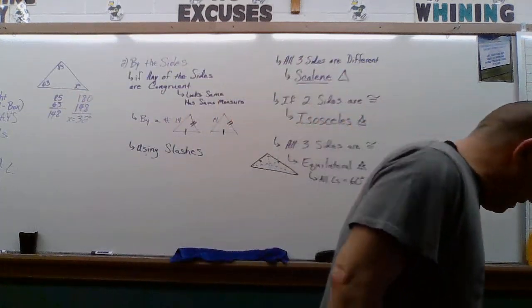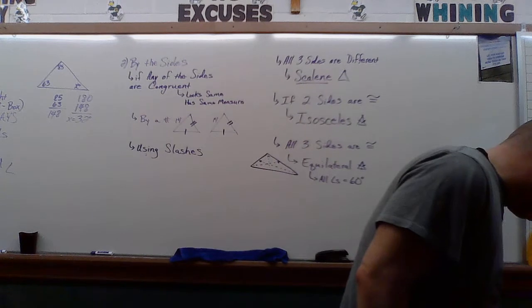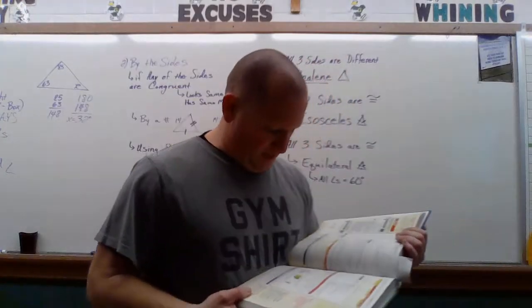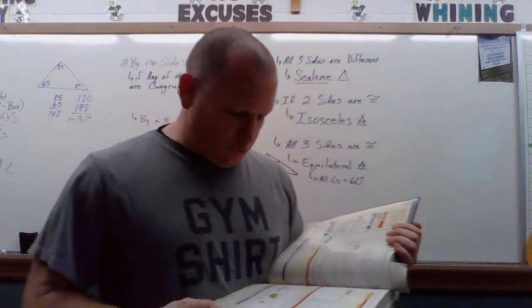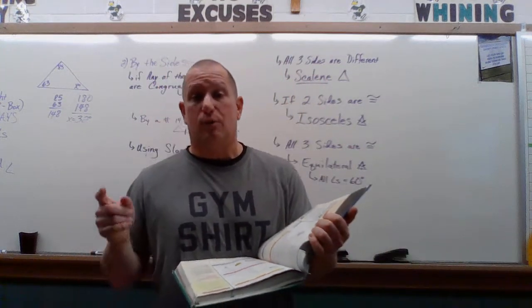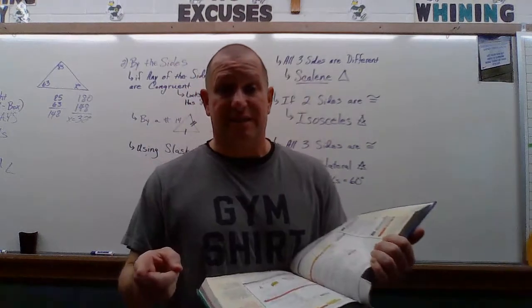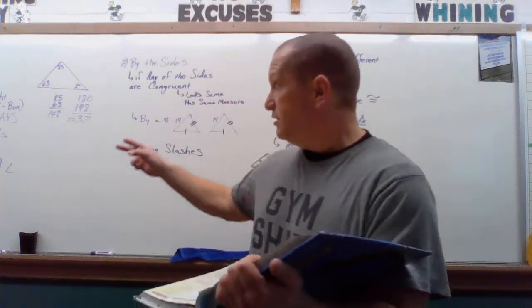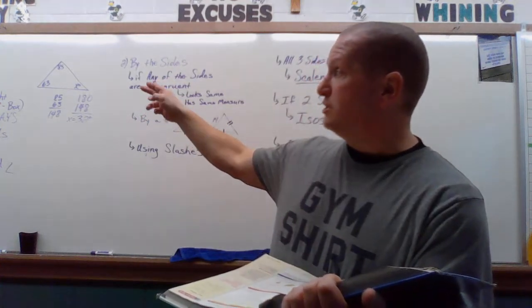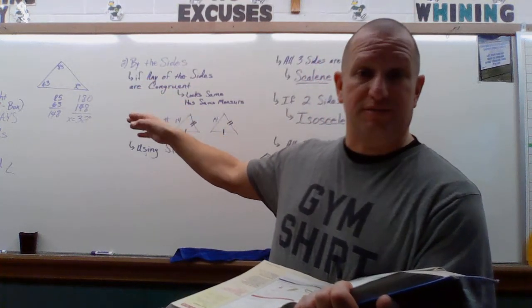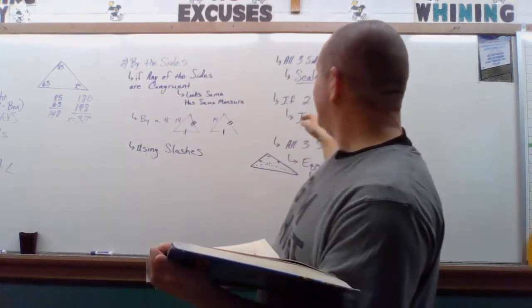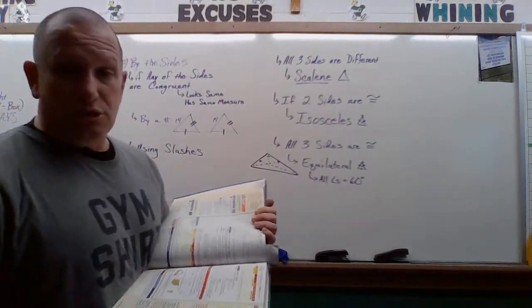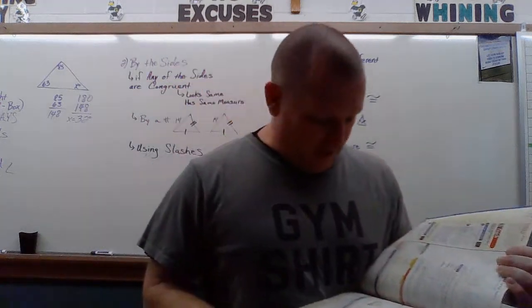And then again, we go back to page 455, and they ask us to identify what kind of triangles we have. So again, you can classify a triangle by the lengths of the sides or the size of the angles. Okay? Obtuse, acute, or right is because of the angles. Scalene, isosceles, and equilateral are the sides. So you can classify each triangle by that.